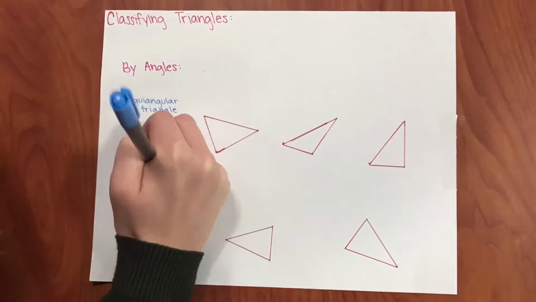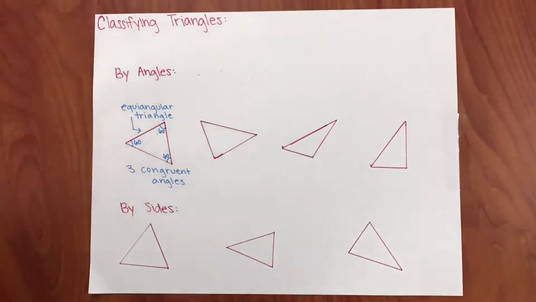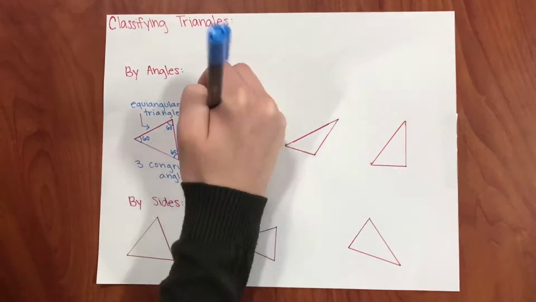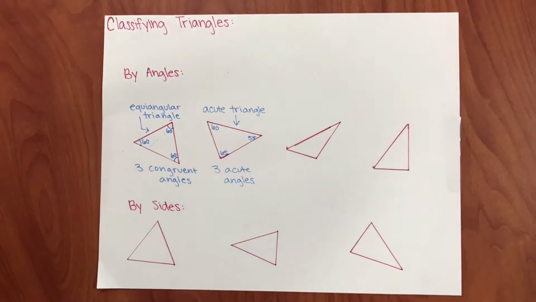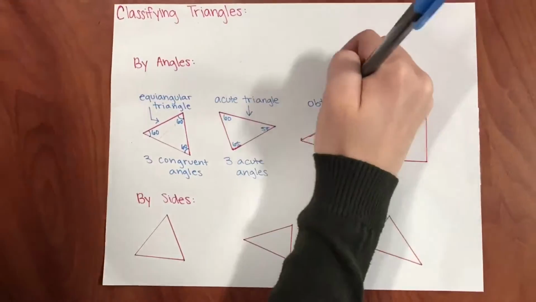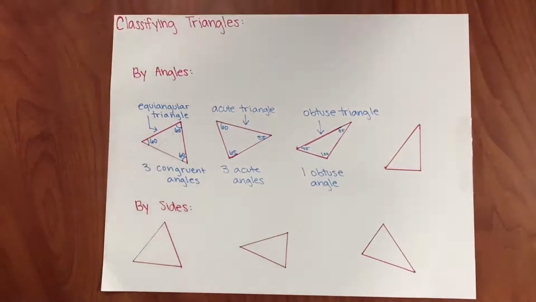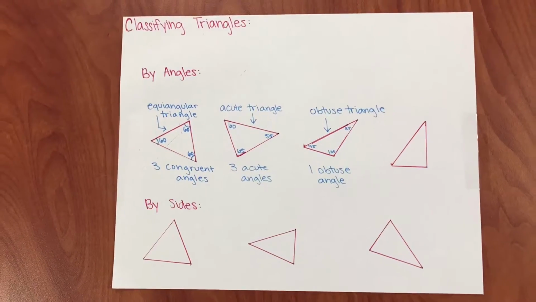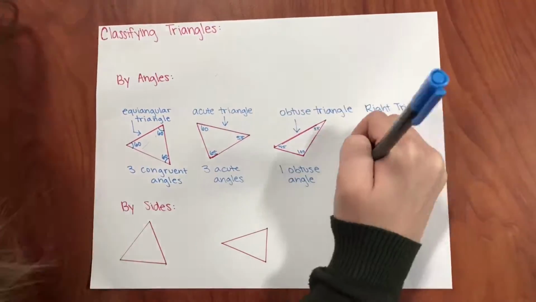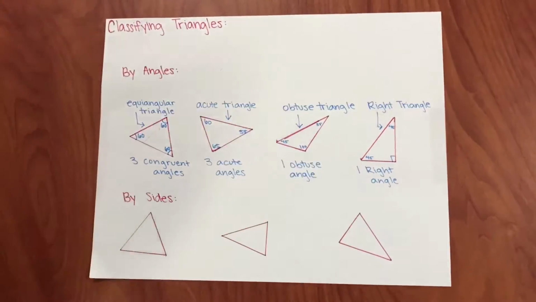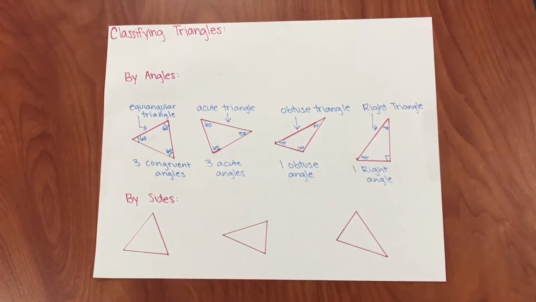If all 3 angles in a triangle are congruent, it is an equiangular triangle. If all 3 angles in a triangle are acute, then it is an acute triangle. If there is one obtuse angle in a triangle, then it is an obtuse triangle. If there is one right angle, then it is a right triangle. That is how you classify triangles by their angle.